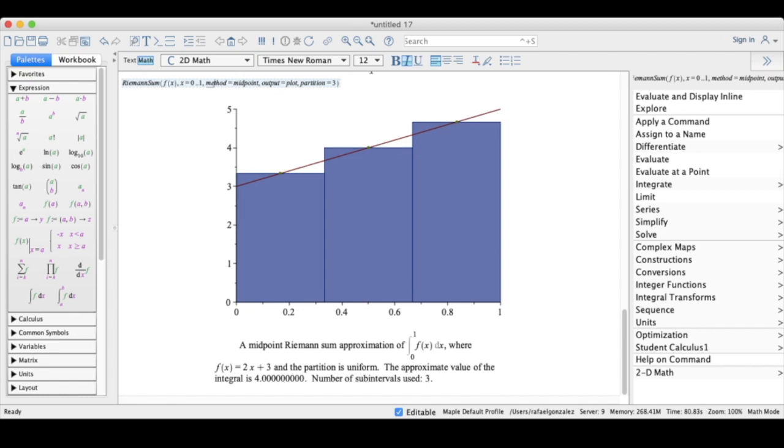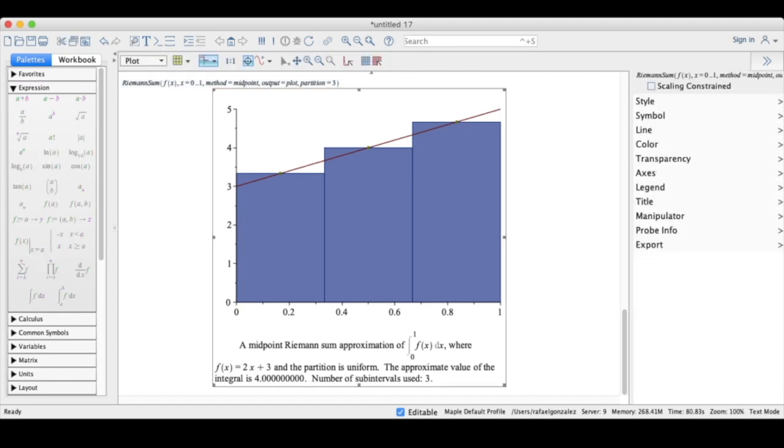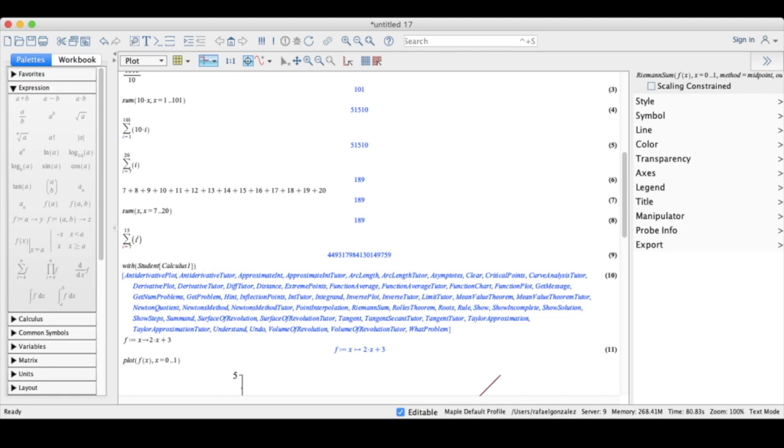Now, using the Riemann command gives us a lot more information than just a picture. If you notice, we now have a definite integral of our function f of x, going from 0 to 1. It tells us what f of x actually is, and it tells us that the partition is uniform, and it also gives us an approximate value of the area underneath this curve. Now, the area is not really 4, and we can tell because of the holes that we have here. However, we could make this estimation better by simply increasing the number of partitions.